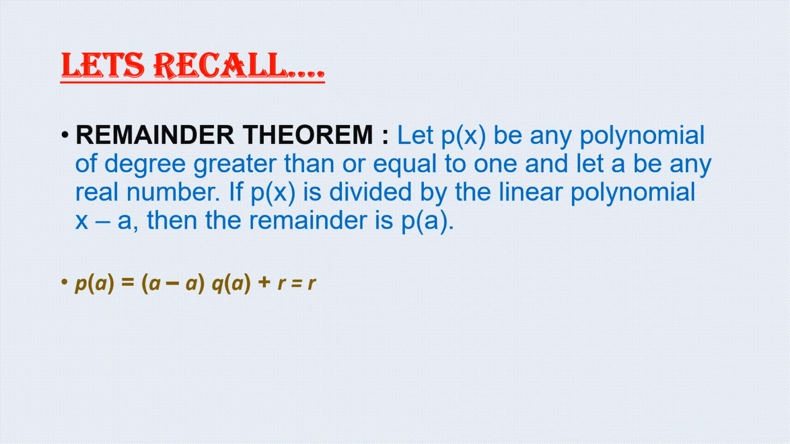So this was the equation that we had obtained. p of a is equal to (a minus a) into q of a plus r. Here a minus a becomes 0. 0 into q of a plus r, which is equal to r. Now let us solve some exercise problems related to the remainder theorem.